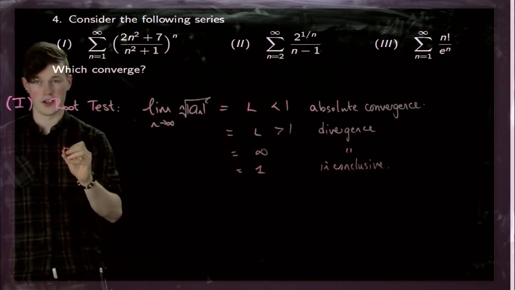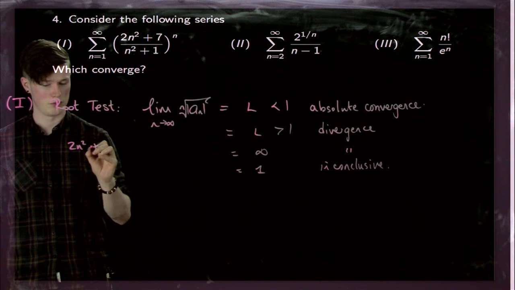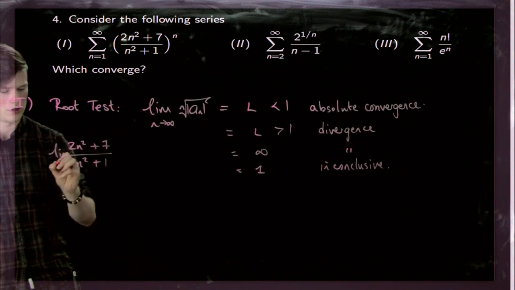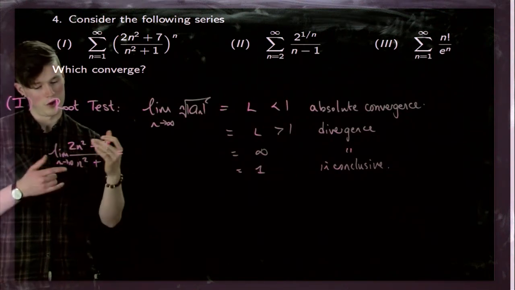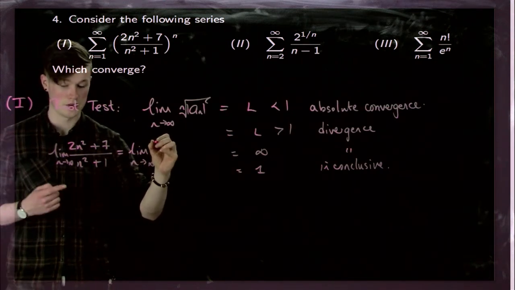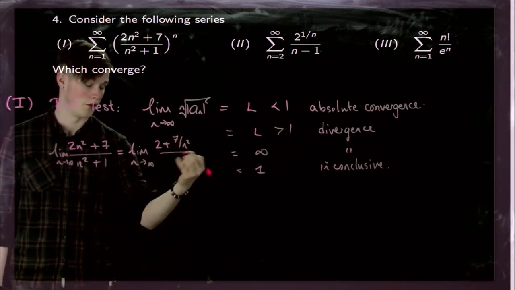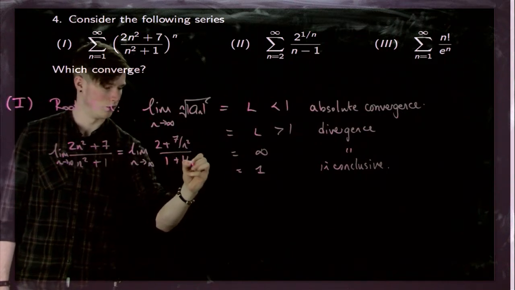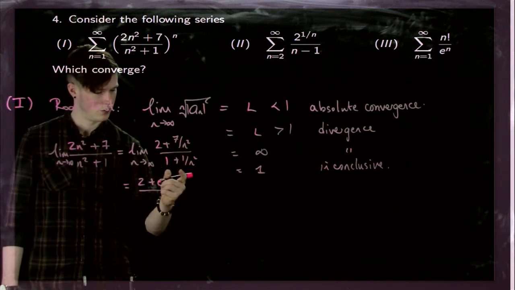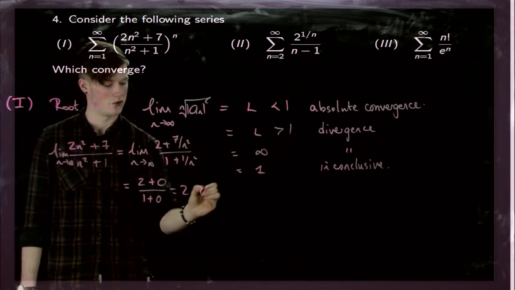In our case, the nth root of the absolute value of an is just going to be (2n squared plus 7) all over (n squared plus 1). We want to look at the limit as n goes to infinity of this. If we divide top and bottom by n squared, this is the limit as n goes to infinity of (2 plus 7 divided by n squared) all over (1 plus 1 over n squared). We can see the top goes to 2, 7 over n squared goes to 0, and 1 over n squared goes to 0. So this equals 2, which is greater than 1.